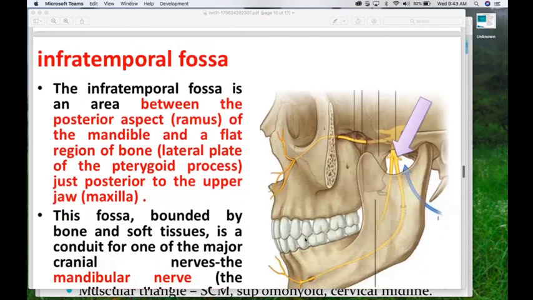So first we read about the infratemporal fossa. The infratemporal fossa is the area between the posterior aspect of the ramus of the mandible and the flat region of bone, the lateral plate of the pterygoid process, and just posterior to the upper jaw.